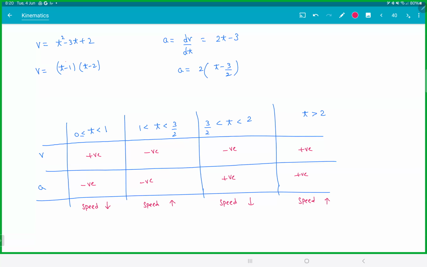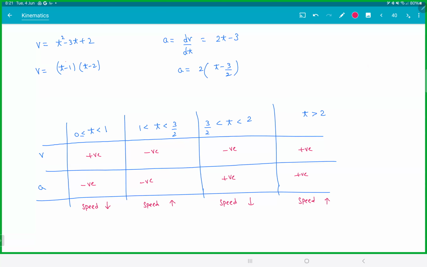And how do I know how to take these time intervals? You can clearly see here t is equal to 1, t is equal to 2, t is equal to 3 by 2. I can see the three sections there. So basically, I'm getting 0, 1, 3 by 2, and 2. So this is one time interval, one time interval, one time interval, and 2 to infinity is another time interval. So there are 4 time intervals. That's how I know there are 4 parts.